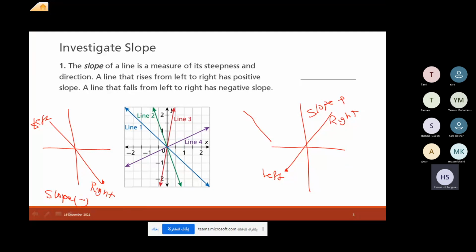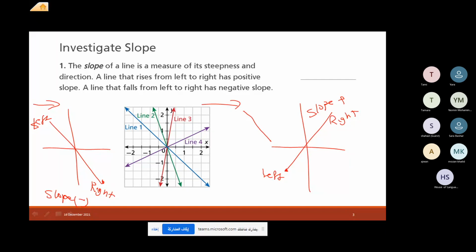I will tell you. Look at it from the left side. If it goes down, like here, it's decrease, so the slope is negative. If it is upward from left to right, the slope is positive. Now, look at these examples here.